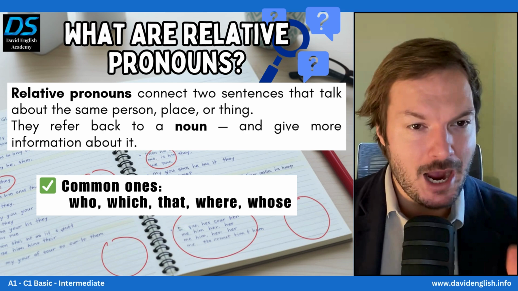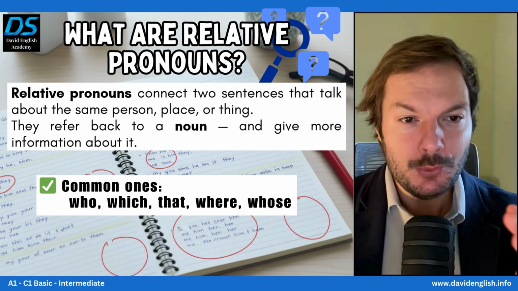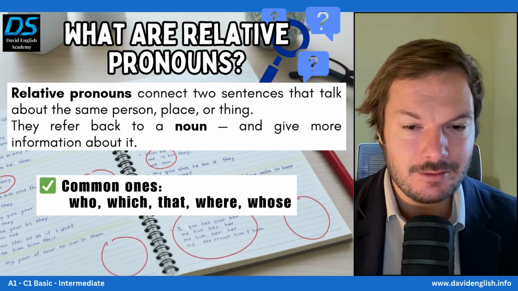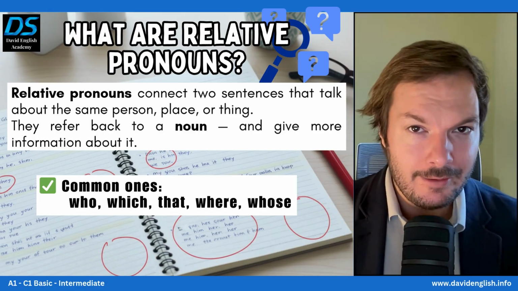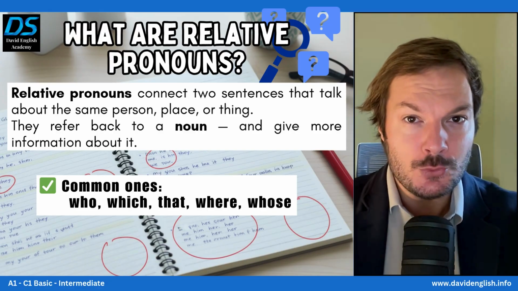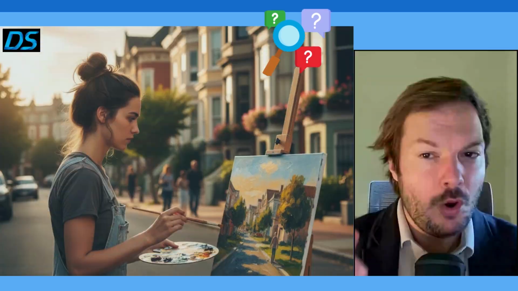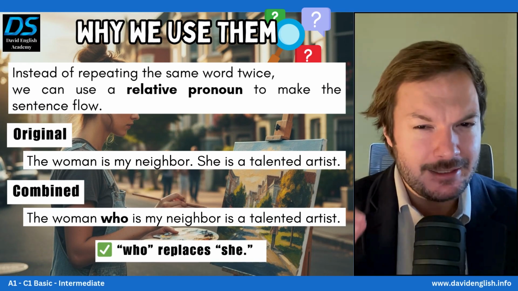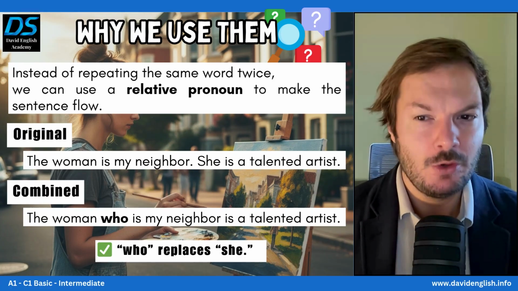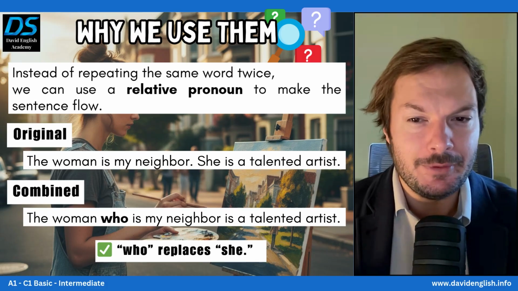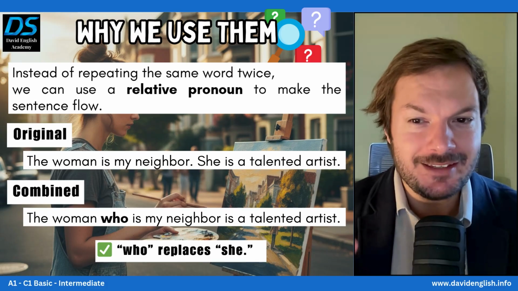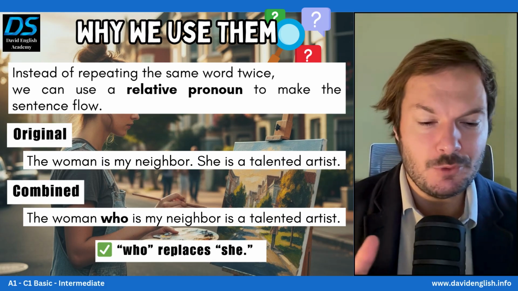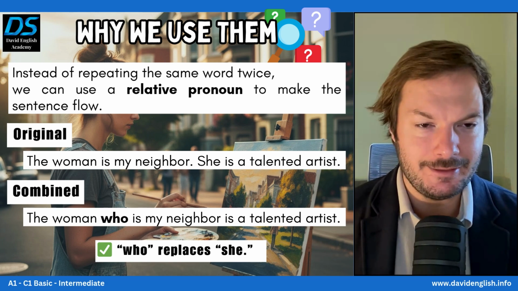Okay? So some common ones are who, which, that, where, and whose. Why we use them. Instead of repeating the same word twice, we can use a relative pronoun to make the sentence flow. So I'll give you an original, and then we're going to do a combined sentence.